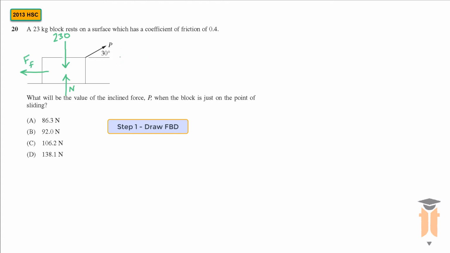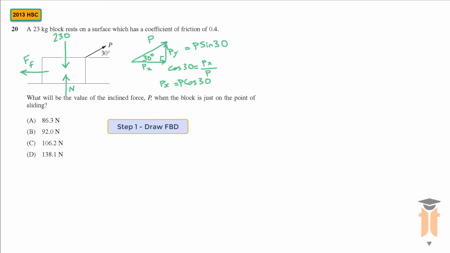Okay, and we've got a P force here, which we need to break down into its X and Y components. So there's my P. I start from the tail, go to the right, and I go up towards the head. There's my right angle, there's 30 degrees. I want to find what my Px is and what my Py is. Now my Px, use cos, so cos 30, because adjacent over hypotenuse equals Px over P. So my Px is equal to P cos 30. Similarly, my Py will equal P sine 30.